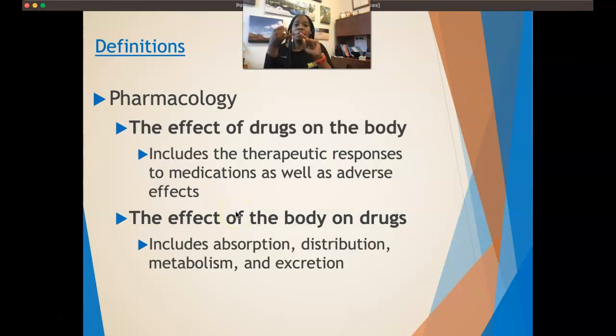So how well does the body absorb the drug? How well does it distribute it to its key kind of receptors? How well does it metabolize it? And then most importantly, probably, is how well does it actually excrete it once we're done using it and processing it and it has its therapeutic effect on the body. And so let's go here.